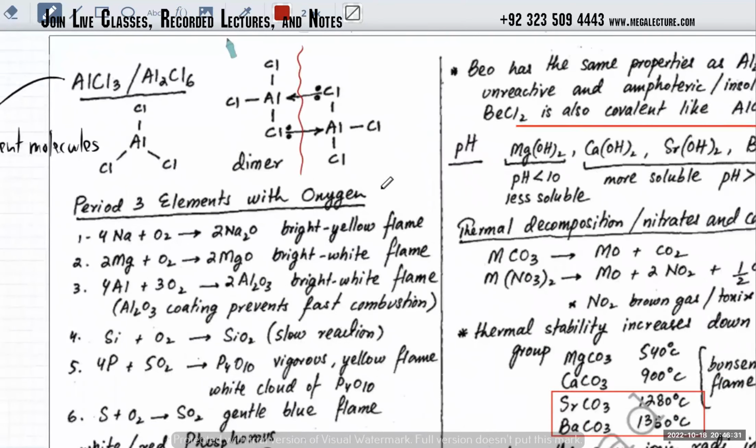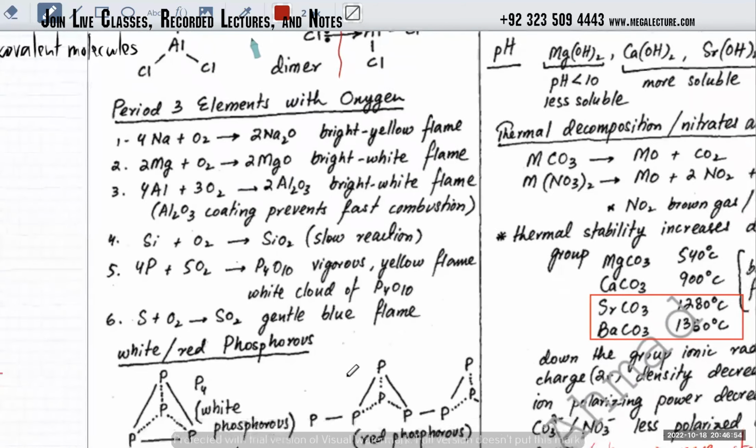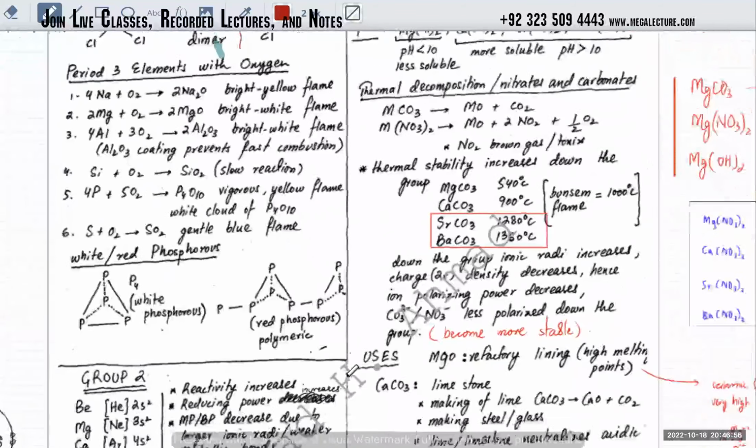Flame test, we just finished it. Flame test is that sodium burns in oxygen with a bright yellow flame, magnesium burns with a bright white flame, aluminium burns with a bright white flame as well. Silicon doesn't really burn. It's got a slow reaction. Phosphorus burns with a yellow flame and sulfur burns with a blue flame. So you've got to remember these flame colors, and that's pretty much it.